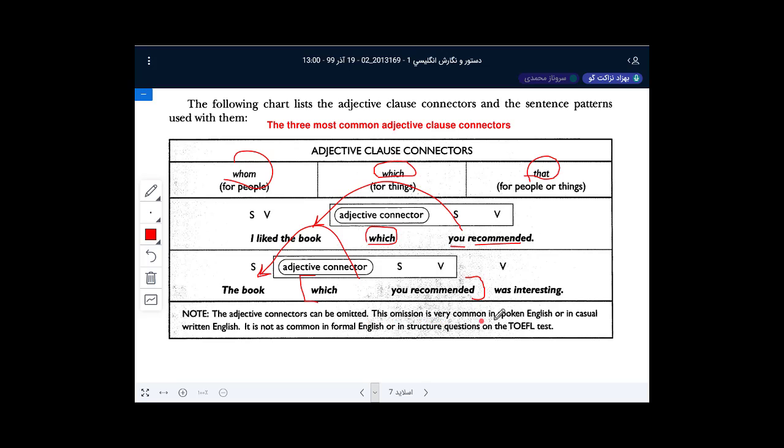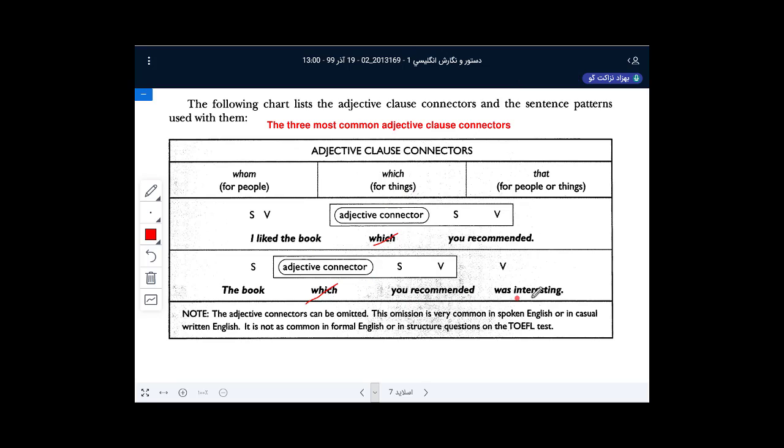This omission is very common in spoken English or in casual written English. In academic English, try to keep this. You are allowed to drop this one because you have the subject. But this occurs in spoken English, not in written, especially in formal written or academic written. In casual, everyday written, or informal written in terms of the register, it is possible to drop this.